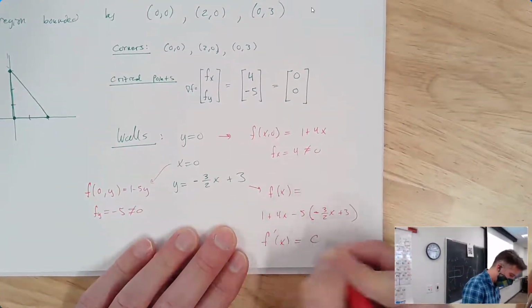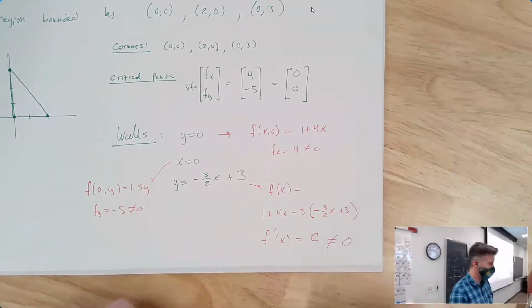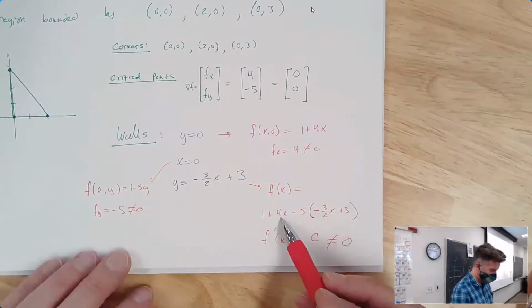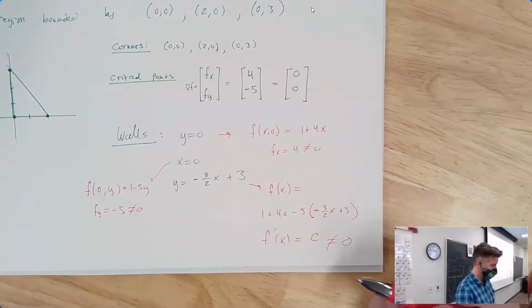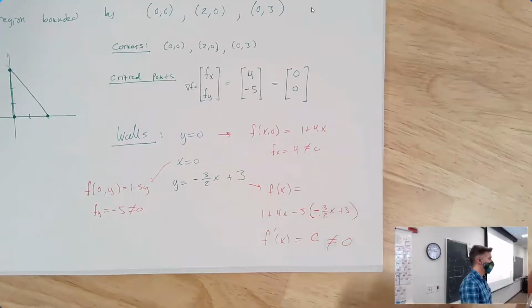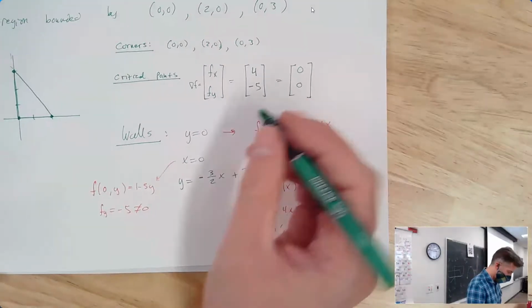F prime of x is going to be a constant, which is not going to be 0. I mean, it could be 0, I guess, but it's definitely not because you've got a 4x and a negative 3 halves x. So again, no critical points there. We'd be happy to see this question on the test because there's not a bajillion things to check. So we're just going to check the corners.